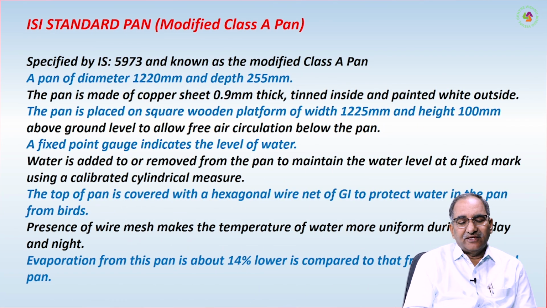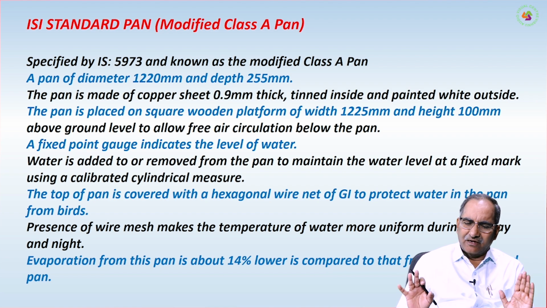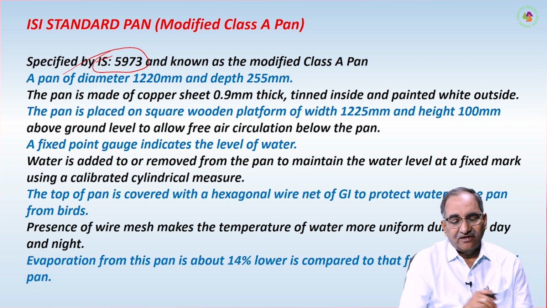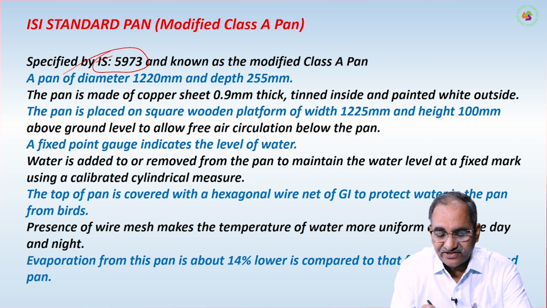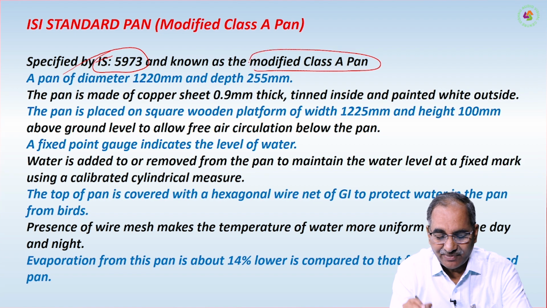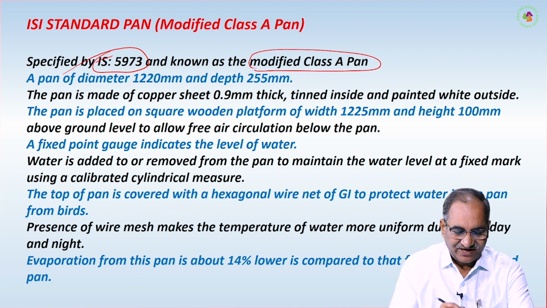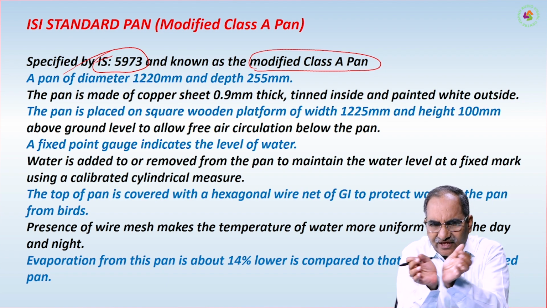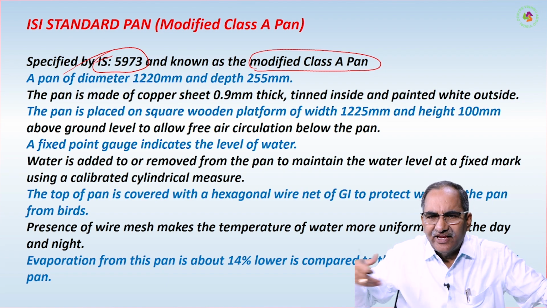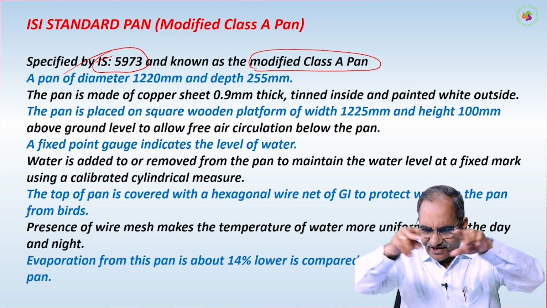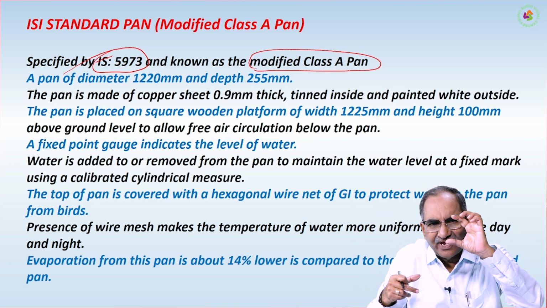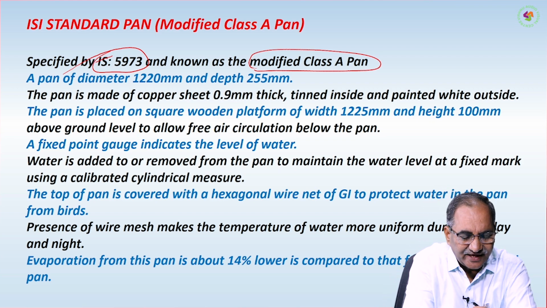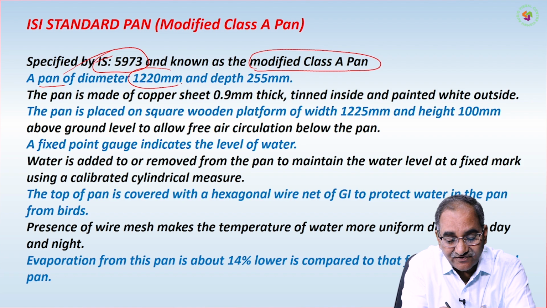The ISI standard pan is nothing but a modified class A pan. It is based on the codal provisions of IS 5973 and is known as a modified class A pan. What is that modification? First, a pan is a cylindrical vessel having a larger area and lesser height. The area is large, whereas the height is very small. I will show the figure. The pan diameter is 1220 mm.